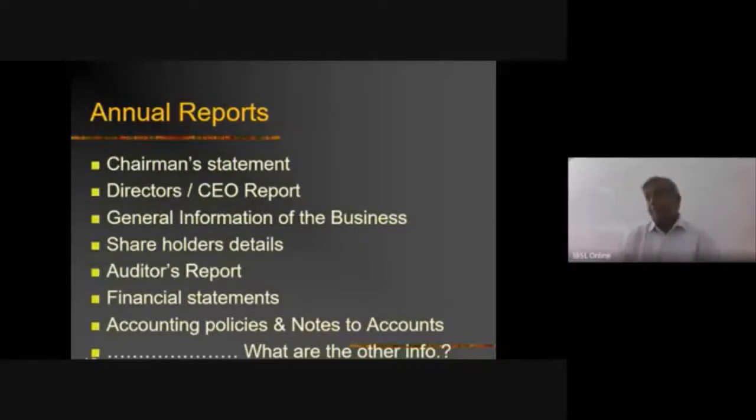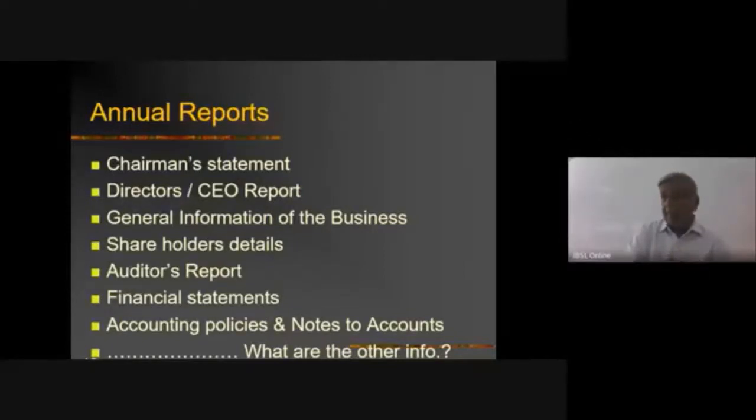Then in the case of big companies, public companies, they print annual reports. You all are working in financial institutions, big financial institutions. Your financial institution, the places where you are working, they prepare their annual reports. So these annual reports also provide so many information about that company, about that institution. So in the annual reports, generally what information is given?